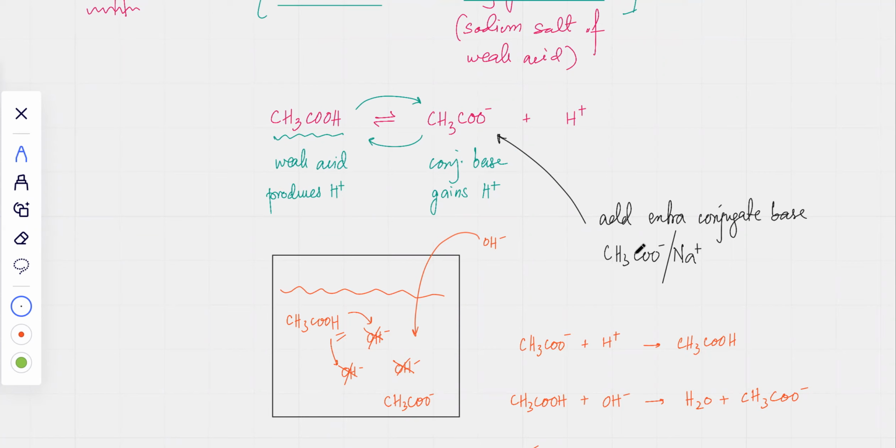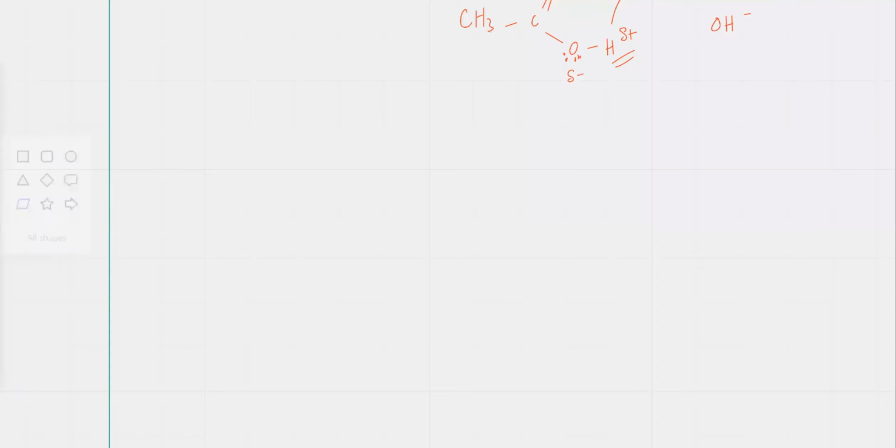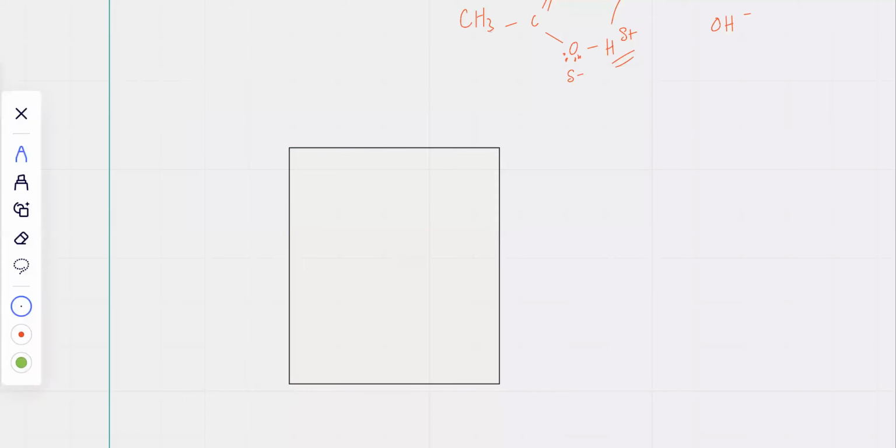So that's how buffers are going to be acting. I'm going to talk about another buffer just for the sake of clarity. Let's say we create another buffer, and this time the buffer again needs two things. It needs a weak acid. So let's go with this weak acid, NH4+. And it also needs its conjugate base. So the solution over here is going to have a lot of NH4+ ions, but you also need a lot of conjugate base as well.